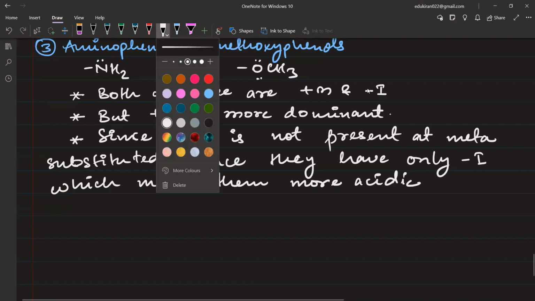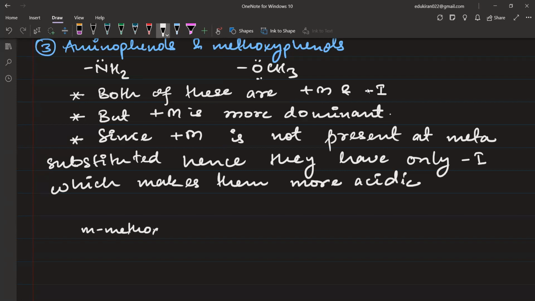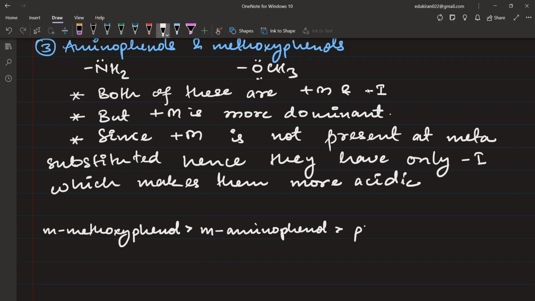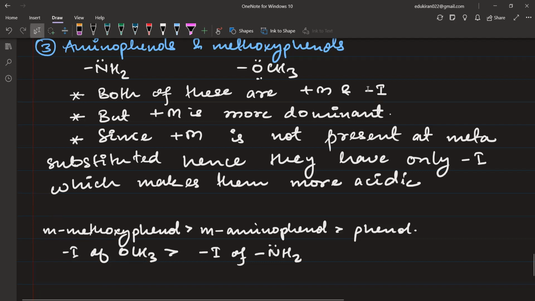यहाँ पे लिखिए. M-methoxyphenol followed by most acidic is M-methoxyphenol, then we have M-aminophenol. And then you can write phenol. Why? Because minus I of OCH3 is greater than minus I of NH2. Why is that? Because oxygen is more electronegative than NH2. Done, guys?